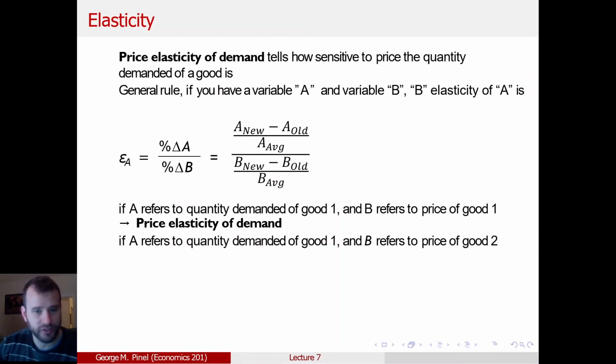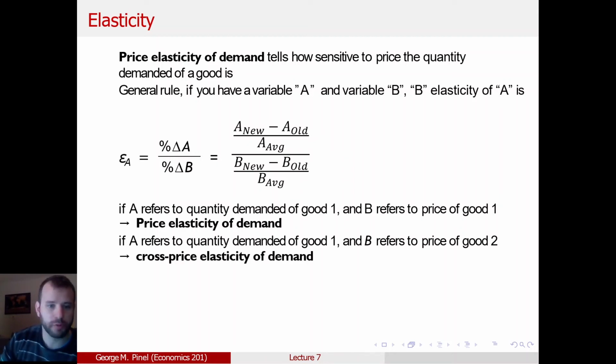Now what if A is the quantity demanded of good 1, but B is now the price of good 2? What's the term for how the price of another good affects the quantity demanded of the first good? We call that the cross price elasticity of demand. The first one was price elasticity of demand, when it's the same good. When you have two goods and you want to see how the price of one good affects the quantity demanded of another good, that's cross price elasticity of demand.